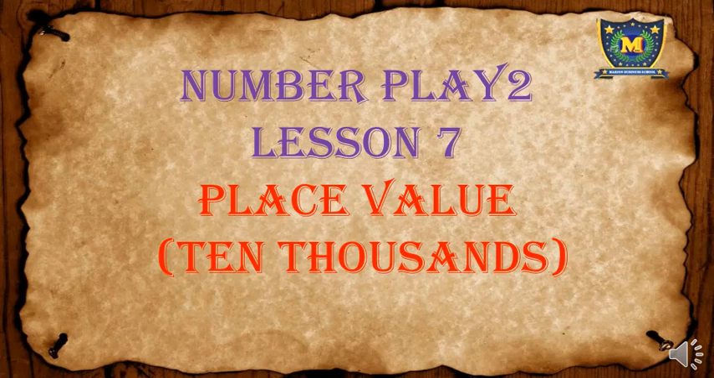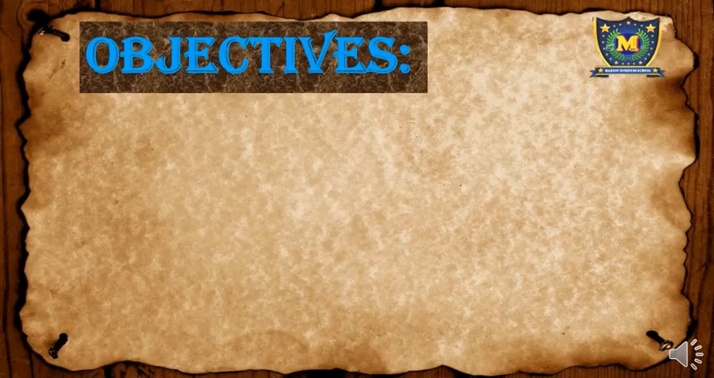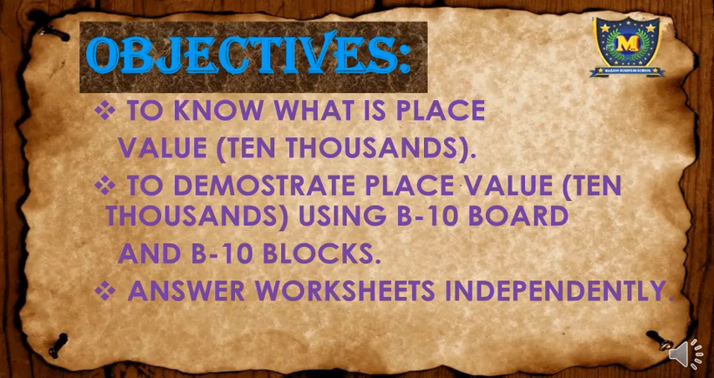Lesson 7. Place value, 10,000s place. At the end of this lesson, you will be able to know what place value 10,000s is, and you will be able to demonstrate place value 10,000s using the beading board and beading blocks. Then you can answer worksheets independently.